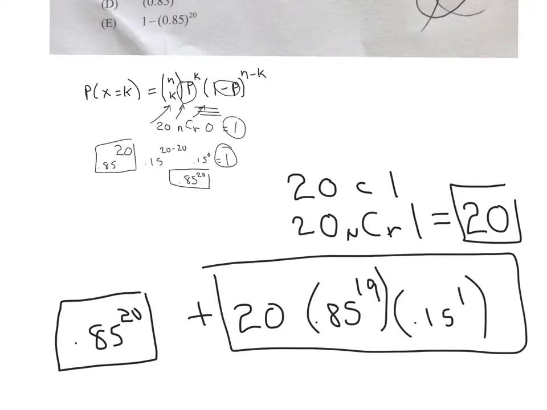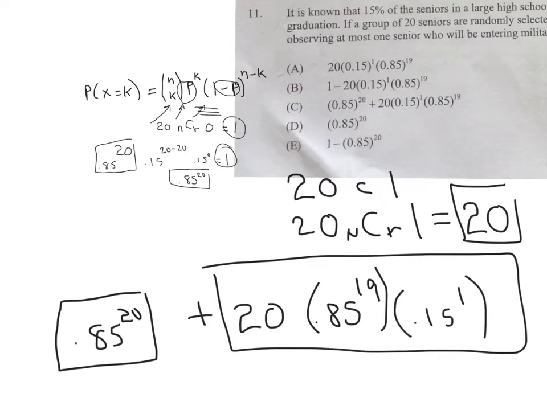plus the other thing. Okay, this represents, just one more time, nobody's going in the military, right? 0.85 is the fact that they choose not to go in the military, and all 20 kids say no. This is a situation where 19 of the kids are not going to go in the military, and 1 is. So that's when we say at most one person. And what choice is that? Looks like it's letter C. Okay, there's that question. Let's try the next one.